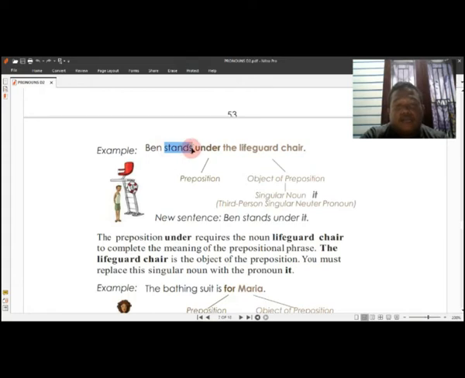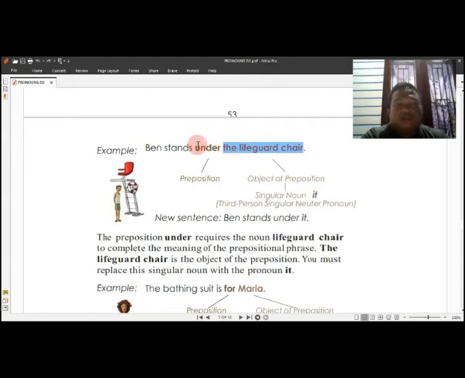So Ben can be transformed into the subject pronoun he, because Ben must be masculine, right? So he stands under the lifeguard chair. The lifeguard chair can also be switched into the object pronoun. Why an object pronoun? Because this noun comes after the verb stands, even though there is a preposition before it. Why is there a preposition before this noun? Well, a preposition always comes before a noun.